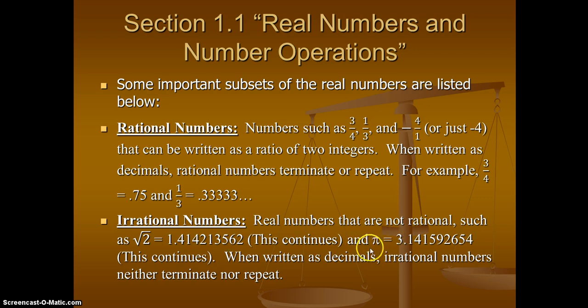Same thing with pi. Pi goes on forever, but the calculator could only go up to this last digit of 4. So when you write rational numbers as a decimal and irrational numbers as a decimal, you're looking for certain things. You're looking to see if it stops like 0.75 or if it repeats like 0.33333. Then it's rational. But if it doesn't stop and doesn't repeat, then it's irrational.